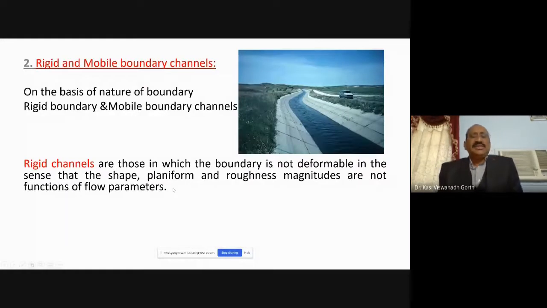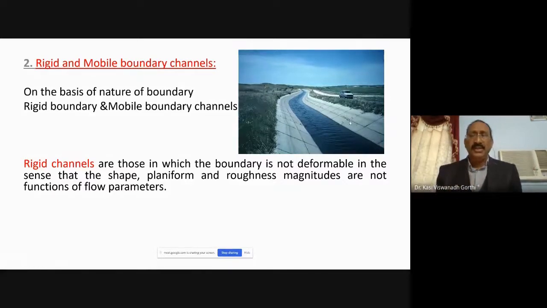The second classification is rigid and mobile boundary channels. What is a rigid boundary? What is a mobile boundary? For a canal, for a channel, if you observe, this is what is called the side of the channel. Similarly, this is also the side of the channel. And this is the bottom of the channel. So there is side, bottom, and side. This total thing constitutes the boundary of this canal. The bottom and the sides together constitute the boundary of the channel.